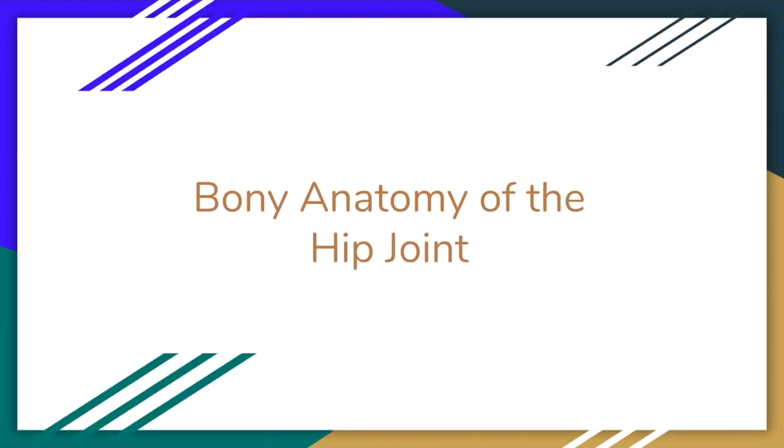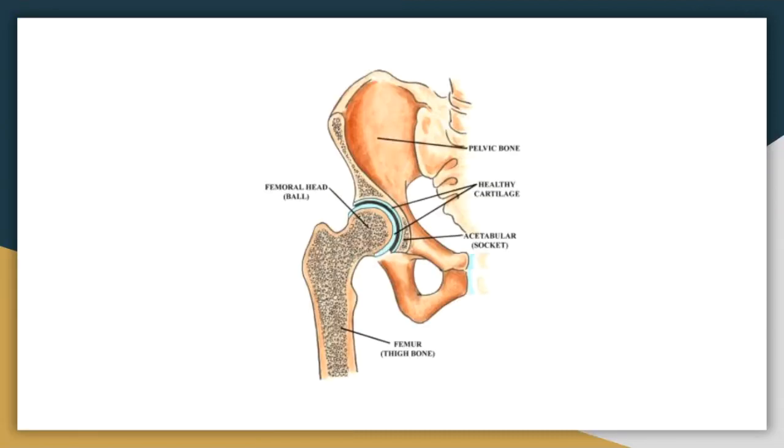Now we're going to cover bony anatomy of the hip joint. The hip is the articulation between the femoral head and the pelvic bone. The pelvic bone itself consists of the ilium, ischium, and pubic bones. This articulation is the femur in the acetabular fossa and is aided by the articular cartilage and synovial fluid and surrounding synovial sheath.